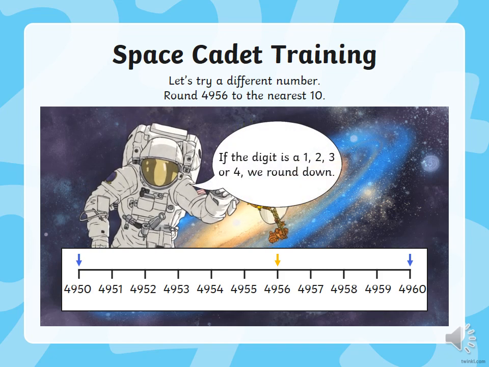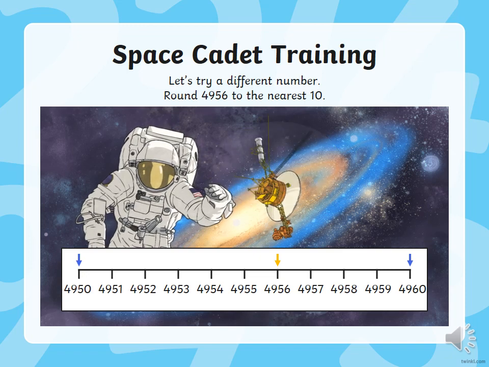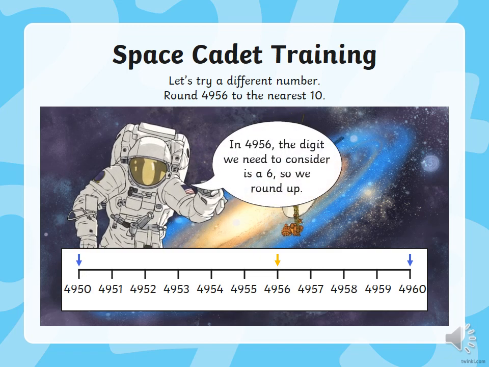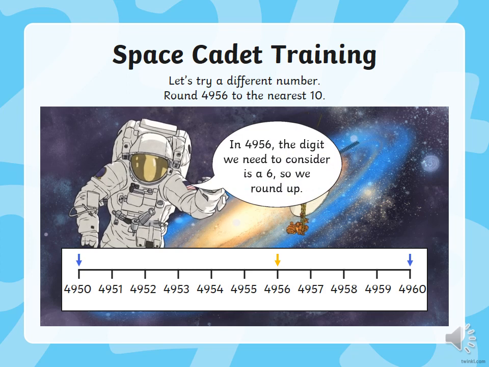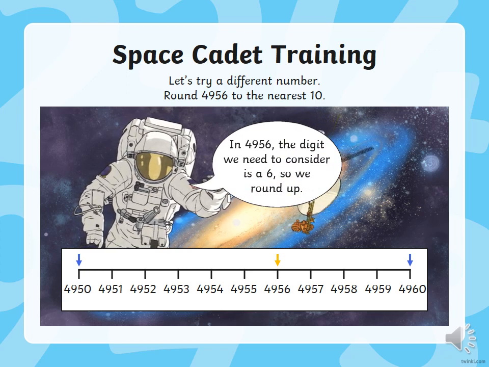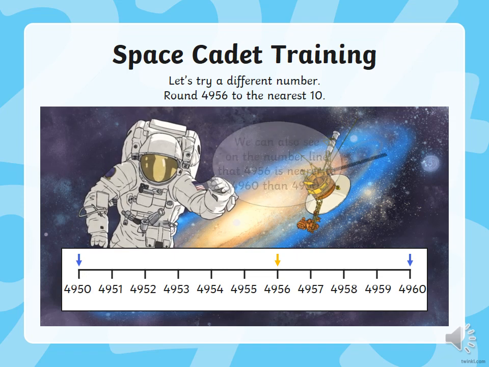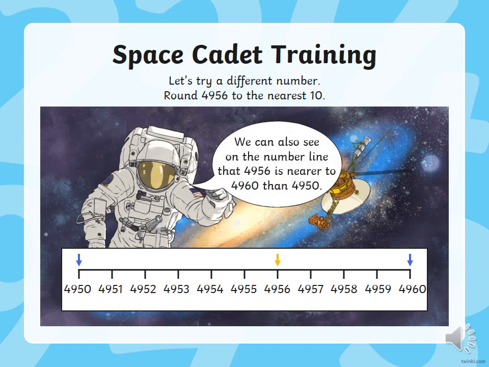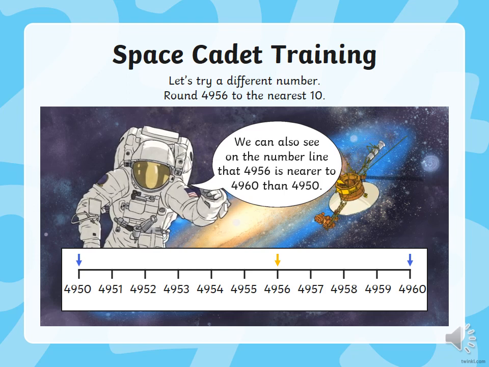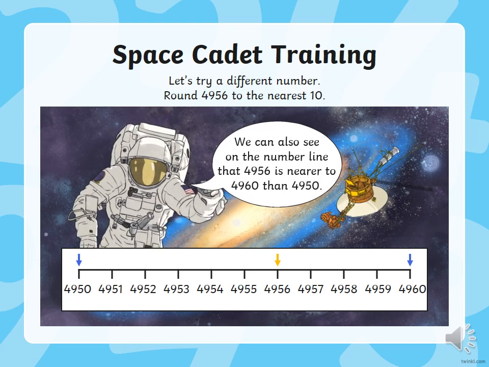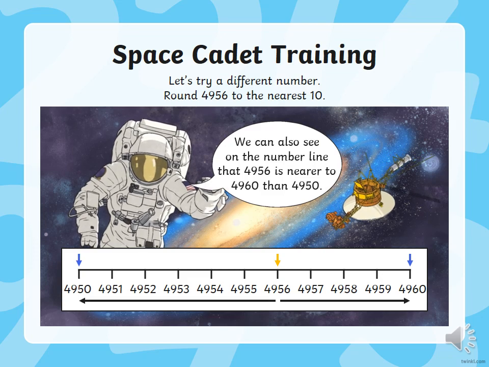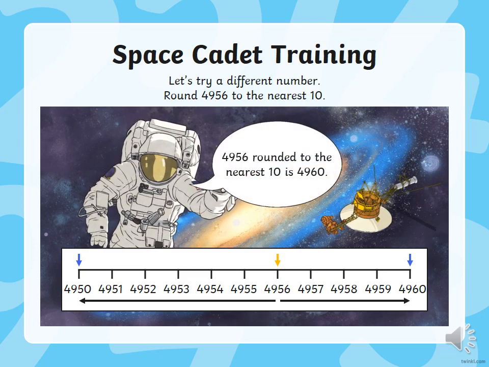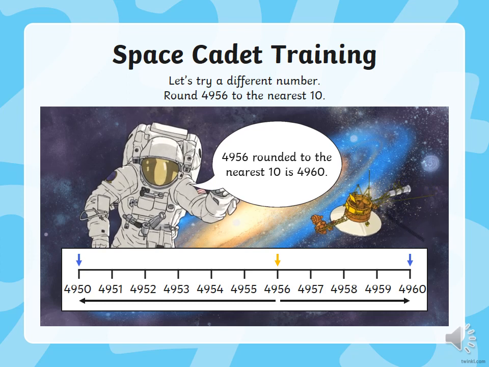If the digit is 1, 2, 3, 4, we round down. If the digit is 5, 6, 7, 8, 9, we round up. In 4,956, the digit we need to consider is a 6. We round up. You can also see on the number line that 4,956 is nearer to 4,960 than to 4,950. So 4,956 to the nearest 10 is 4,960.